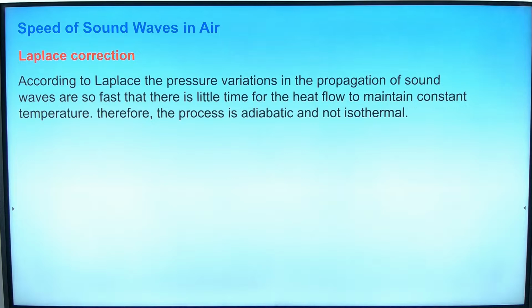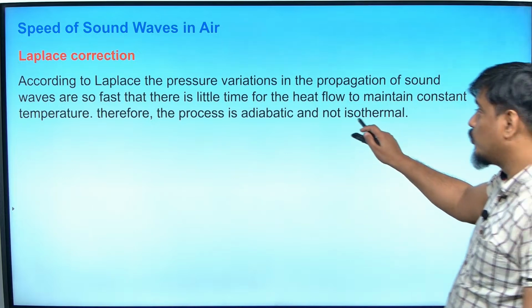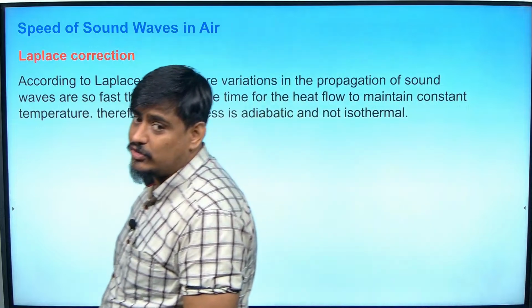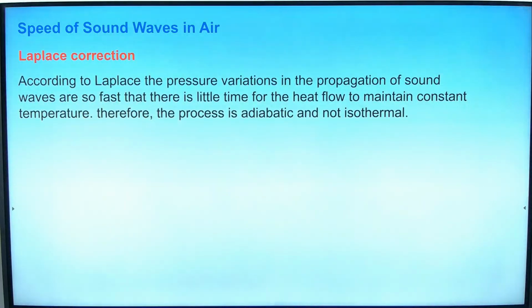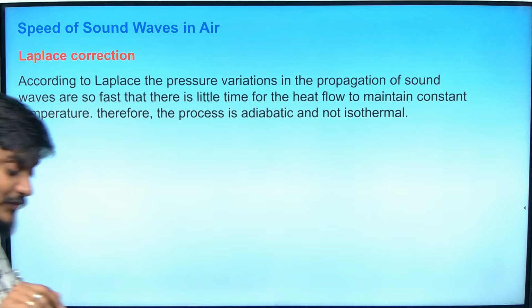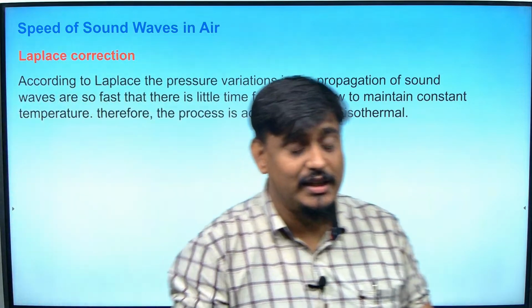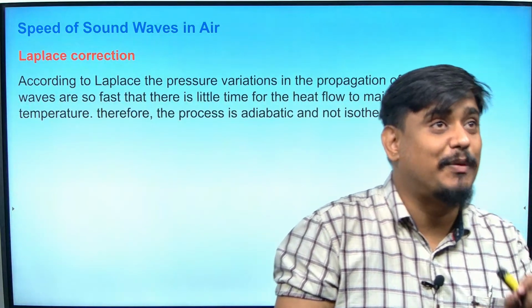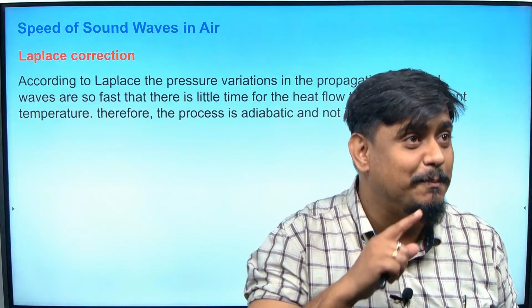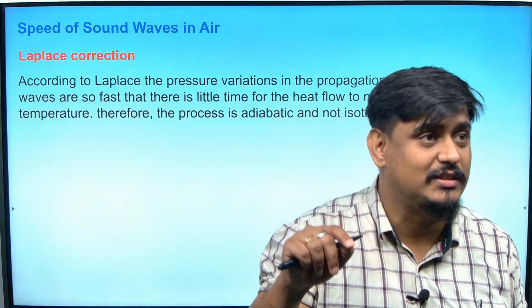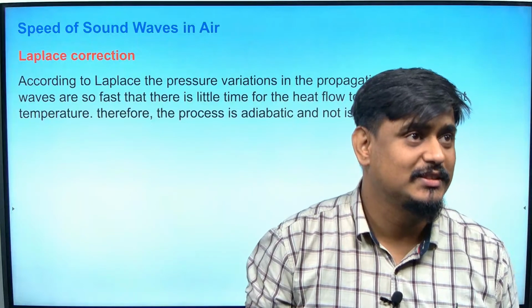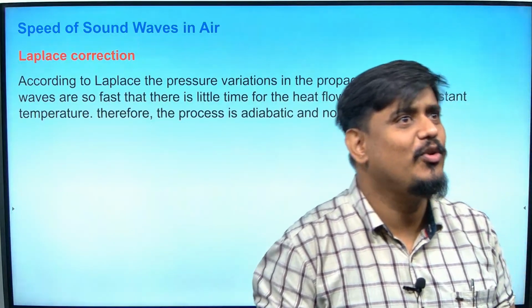Are you getting my point? He took the process to be what process? Isothermal. He took isothermal. Who? Newton. But what is the process really? Adiabatic process. So what Laplace did? He assumed, there we took PV is equal to constant, right? Those who have studied thermodynamics, they may know that as per the adiabatic change, PV^gamma is constant. Kirti, are you aware about this? No, you studied thermodynamics, right?